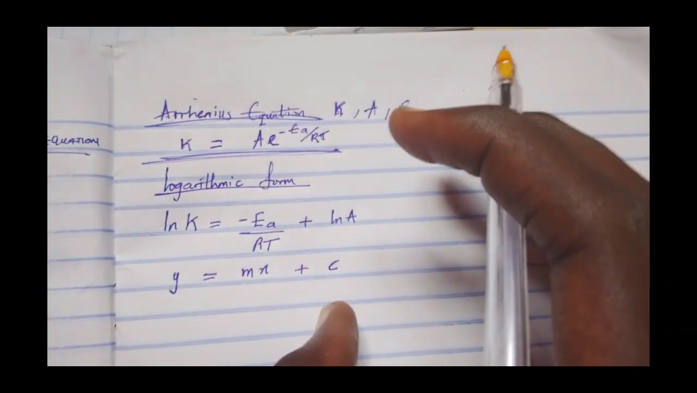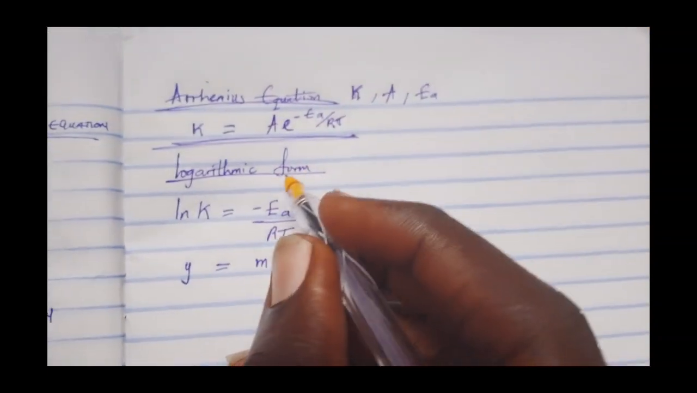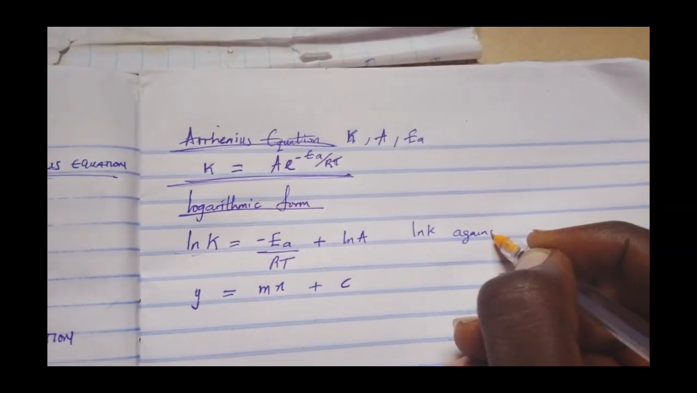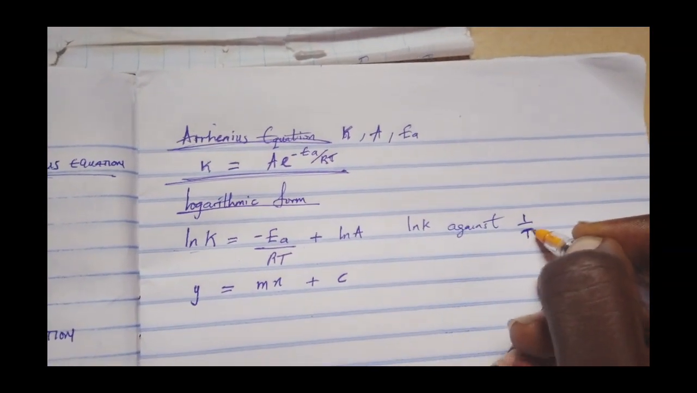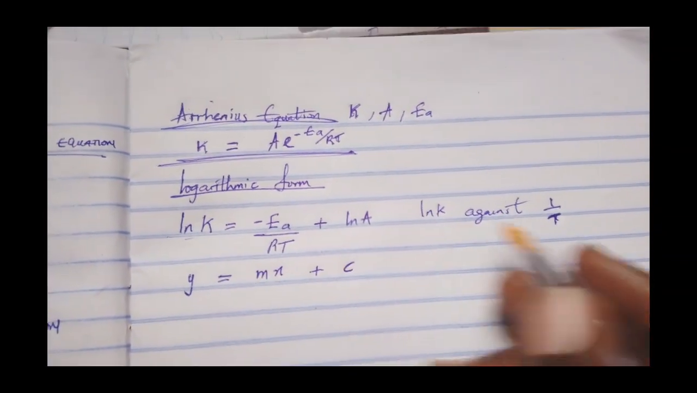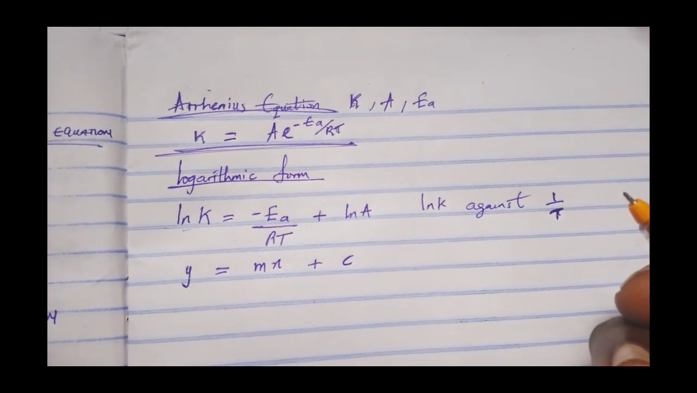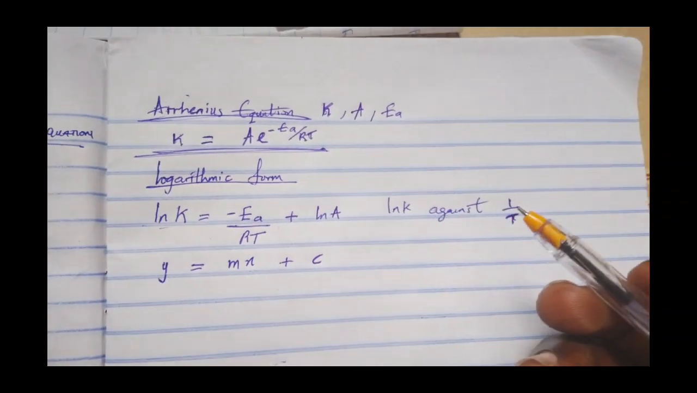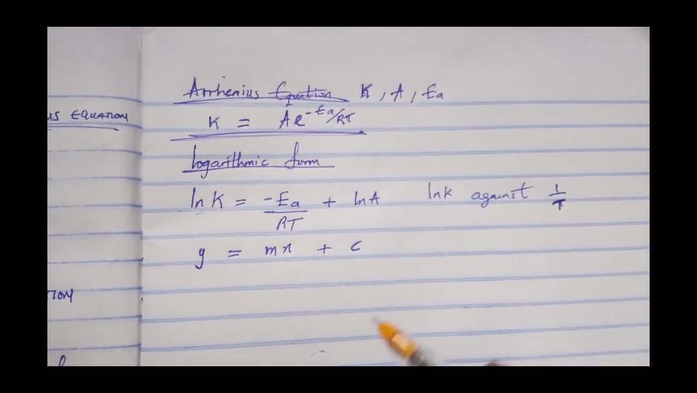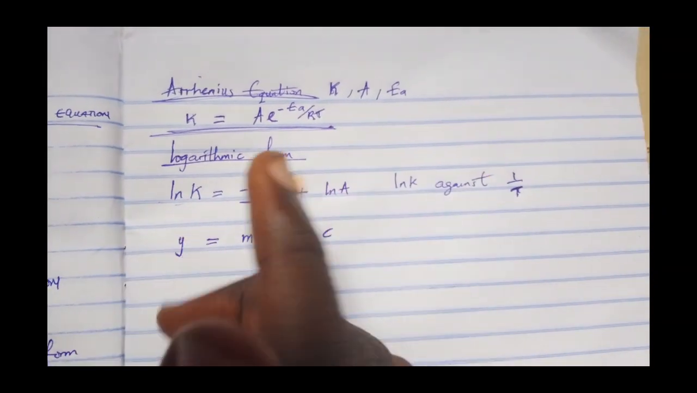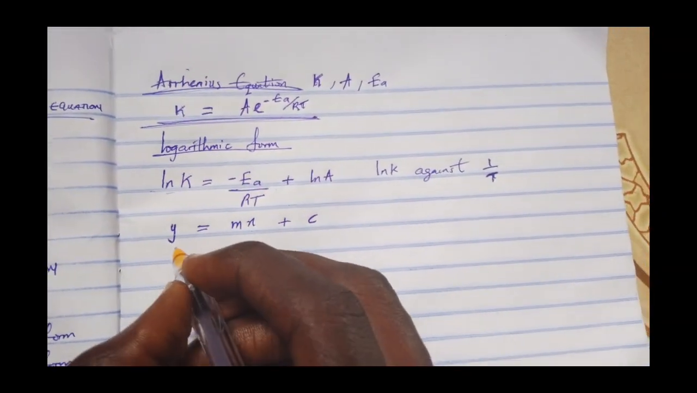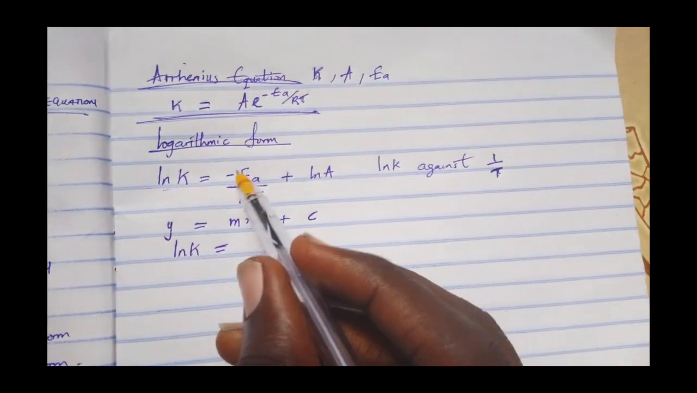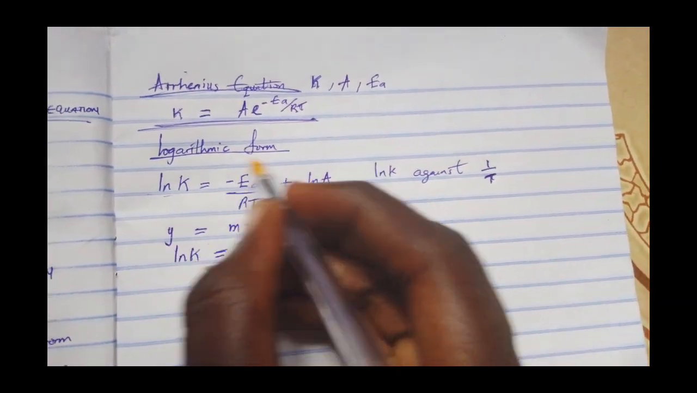There is a question asking about when ln k is plotted against 1 over t. You understand? It's plotted against 1 over t. What will be the intercept or the slope? That's the question there. Now let's look at this logarithmic equation. Let's rearrange it. We've rearranged it and we have something like this, with ln k plotted against 1 over t.